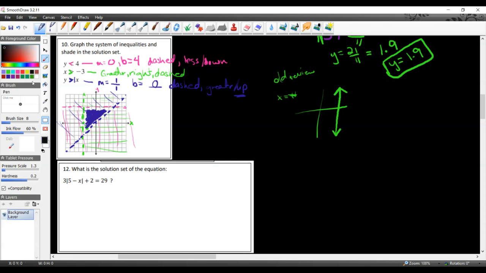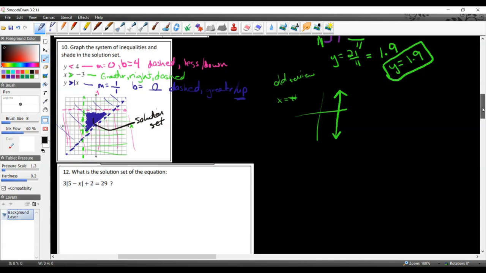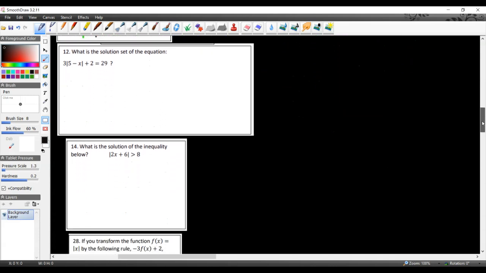But anyway, this is what our graph looks like. This piece right here is called the solution set. So any number that's inside that area would be considered a solution. If it's on any of the lines, however, it would not be a solution because it's not equal to. Okay, that's about it for this problem. Let's go ahead and move on. The rest of the problem should not take too long.